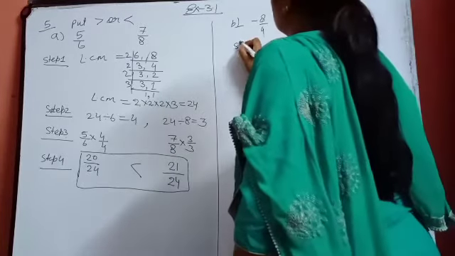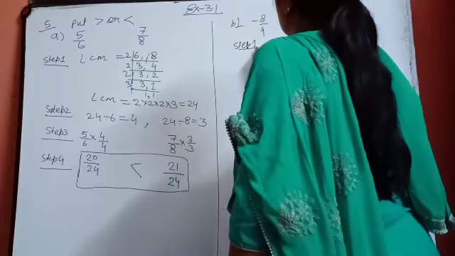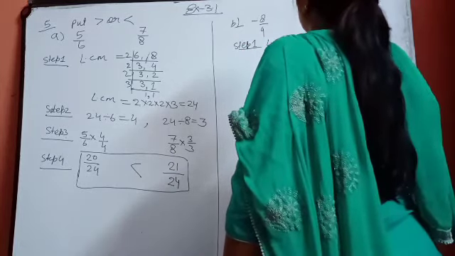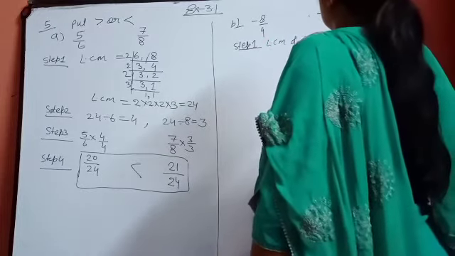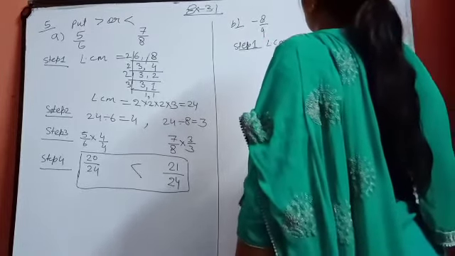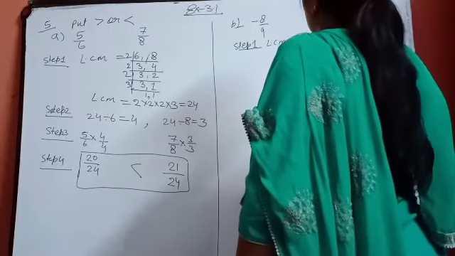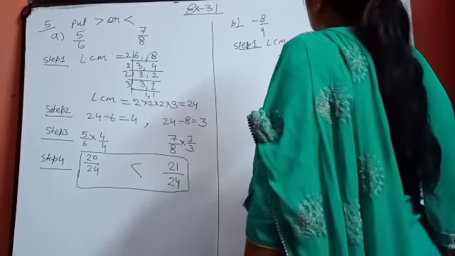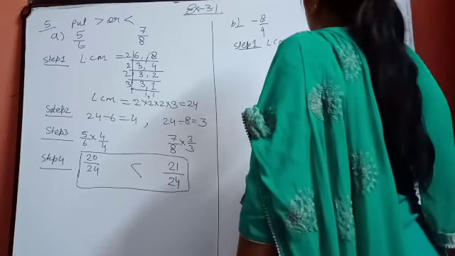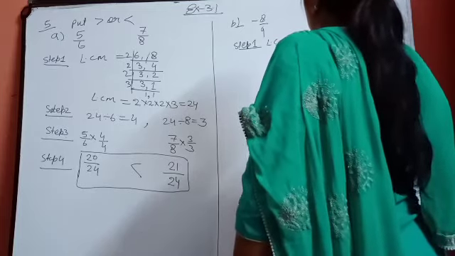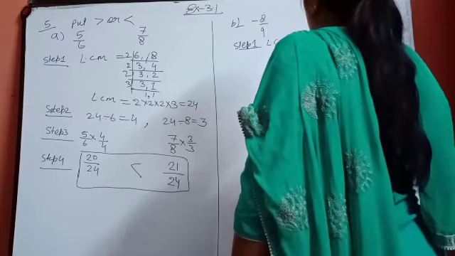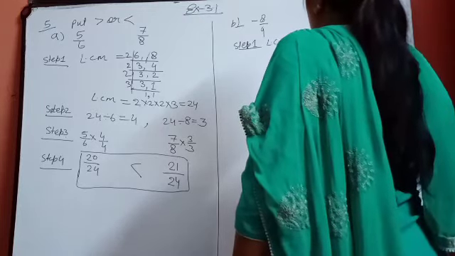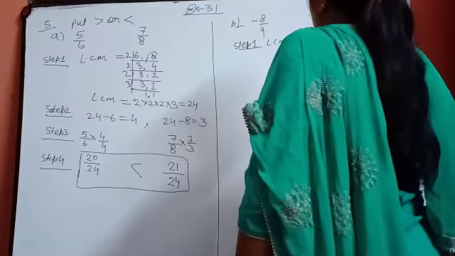Step 1. Take LCM of 9 and 8. Okay, 9 and 8. First start from 2. So 9 will remain as is, 2 4 ja 8, 2 2 ja 4, 2 1 ja 2. Then by 3, 3 3 ja 3, 1 ja.